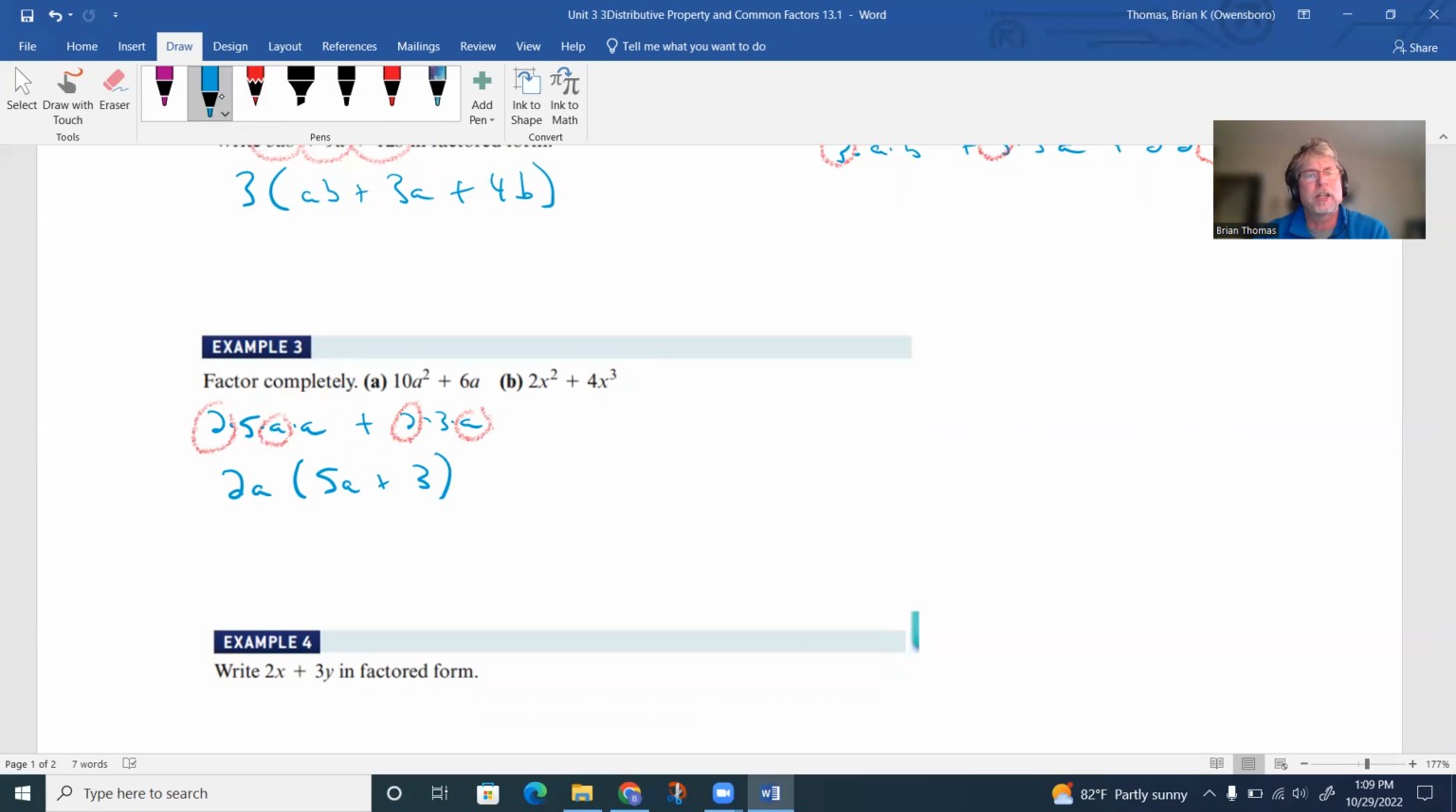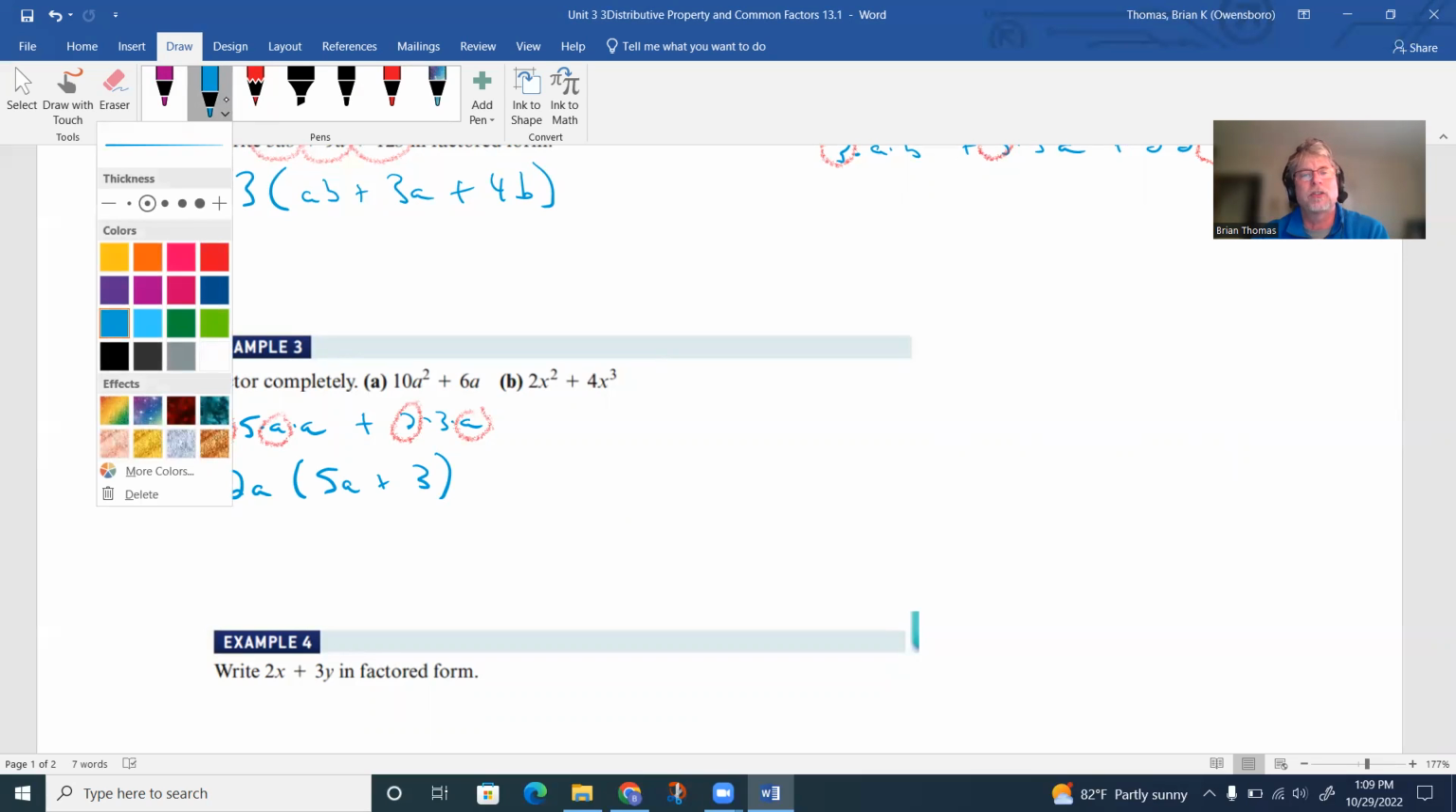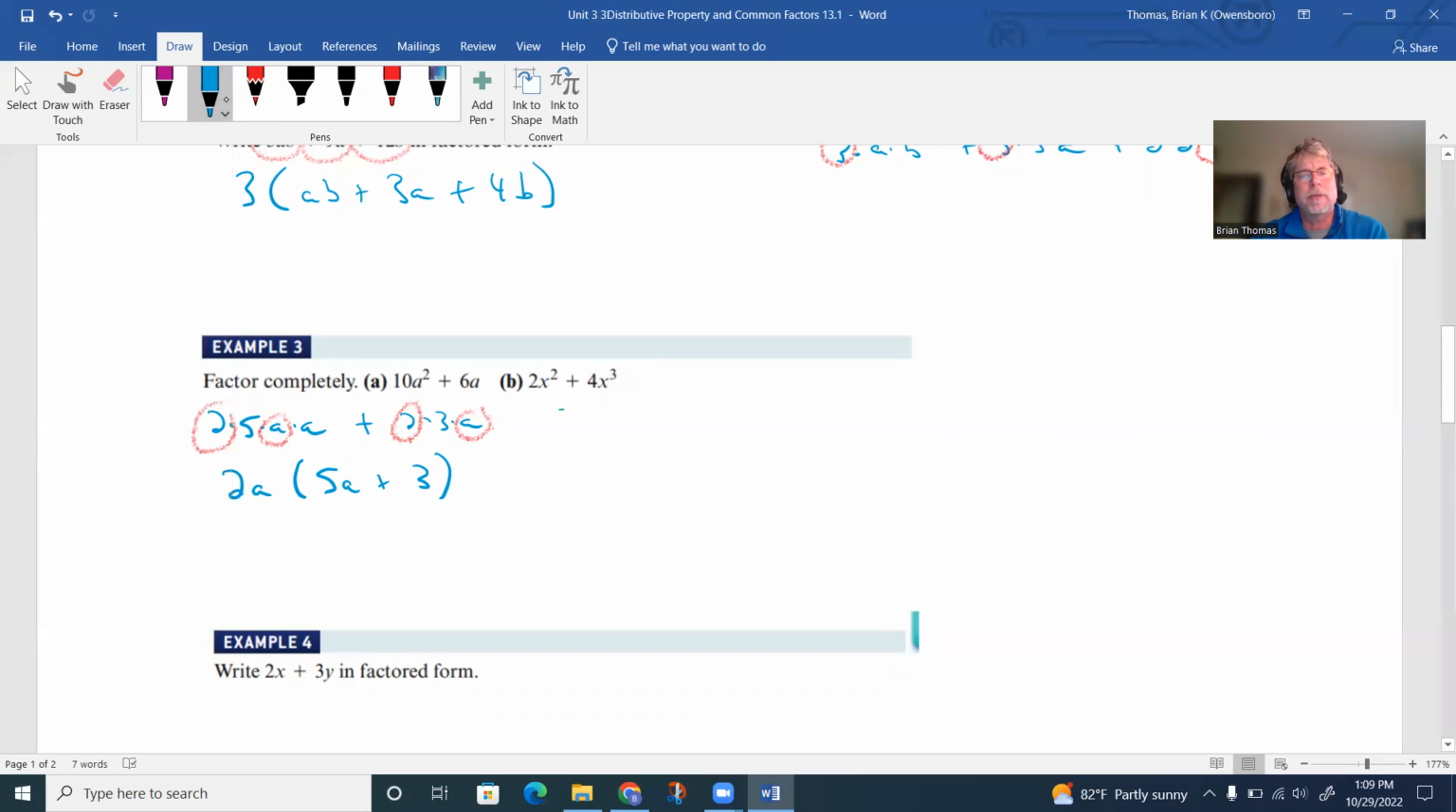So this is my mental thinking. If I can't do that mentally, I can actually show it on paper as well. So if I look at 2x squared plus 4x cubed, mentally what I'm thinking of is there's a 2, there's an x, and there's an x. And then the 4 is a 2 and a 2, and then there's an x and an x and an x. So that's my mental thinking.